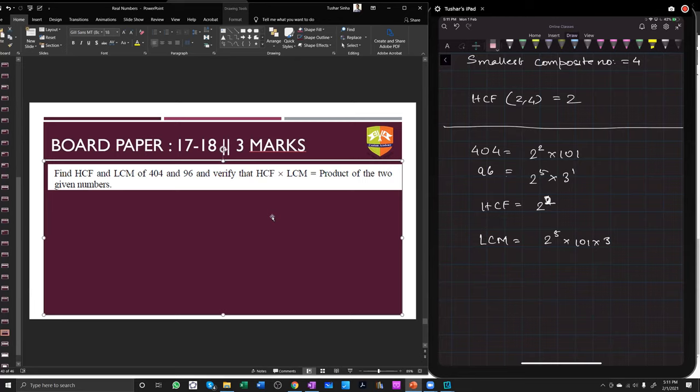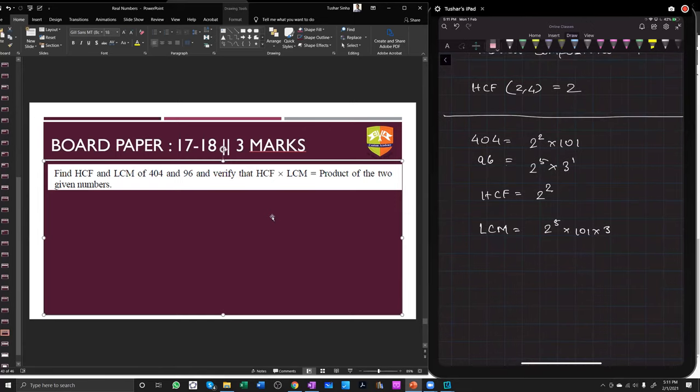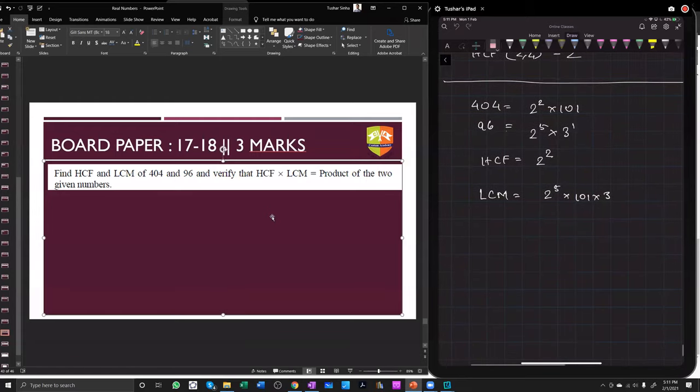Do not overwrite here, cut it and then write. Okay, is this the LCM? Correct. Okay, so multiply this. So 303 and 32 into 3, 96, into 101. Right, so 9696. Isn't it? So 96 and 96, 00. So 9696. Okay, tell me.